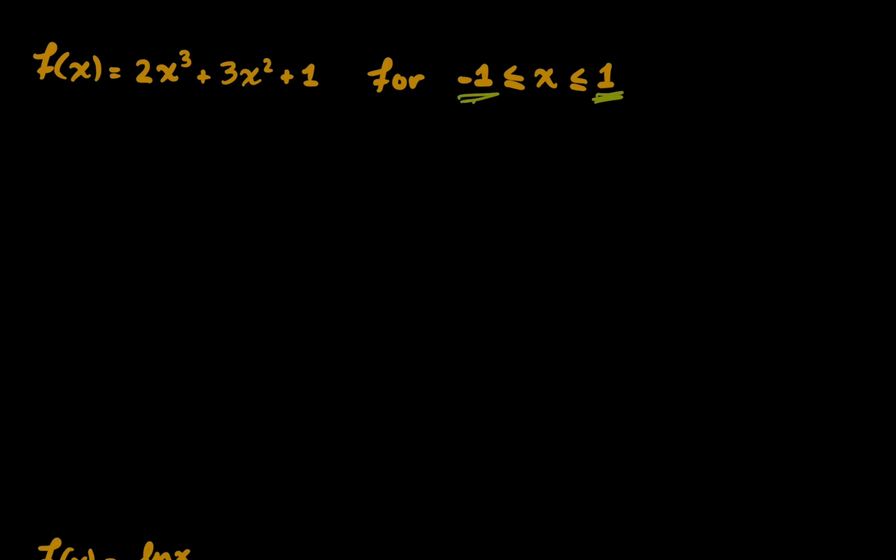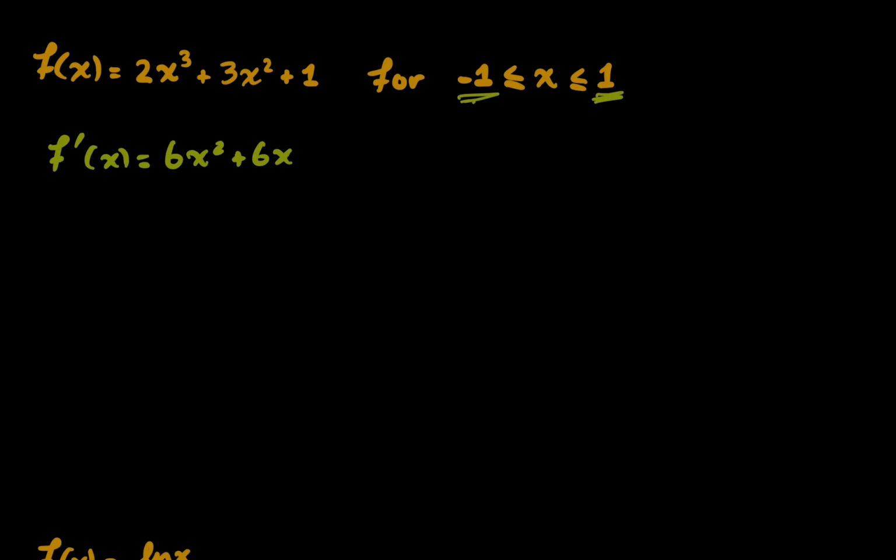The first step would obviously be to take the derivative of our function, because we're going to use the first derivative test like we did previously. So f prime of x in this case is going to be 6x squared plus 6x. If you don't know how I found that derivative, I encourage you to review the video on the power rule. Now we need to first find the stationary points or the critical points of our function.